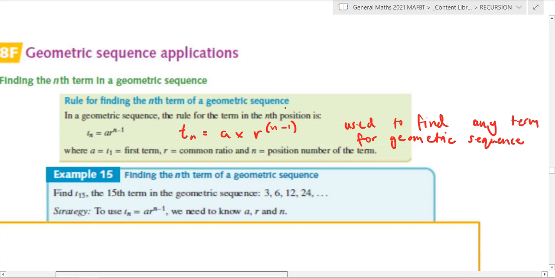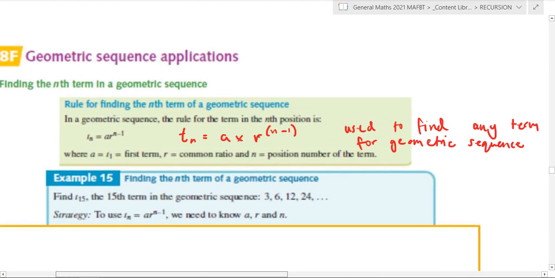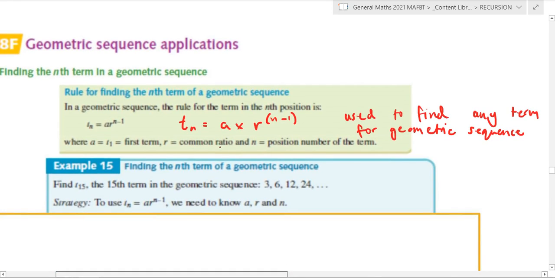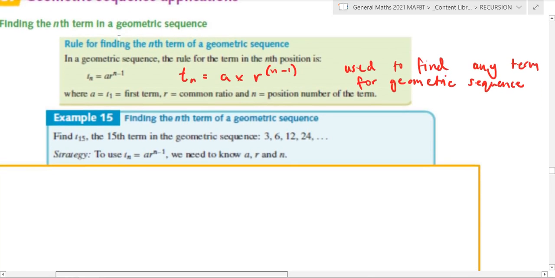And you'll remember in the previous lesson, or if you look back at the previous notes, how to find the common ratio. N is the same, so it's the term we're looking for, and A is the same, which term we are after. Just keep in mind this is for geometric sequences.